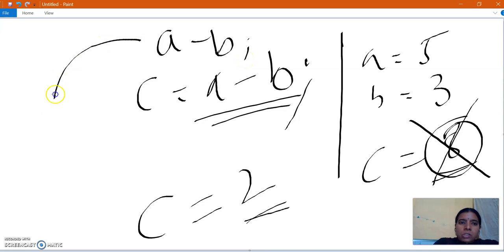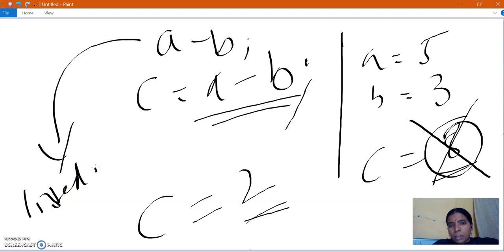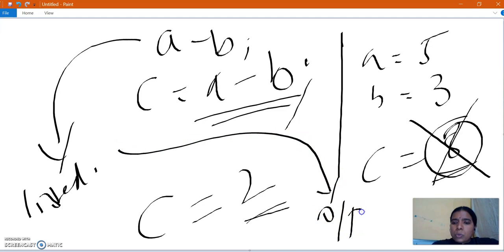So this is not listed by the compiler, because it is okay for the computer if you write A minus B or if you write A plus B. This kind of logical error is not identified by the compiler, but is only identified by looking at the output. So once you get the output, you validate your output to check if it is correct or not.